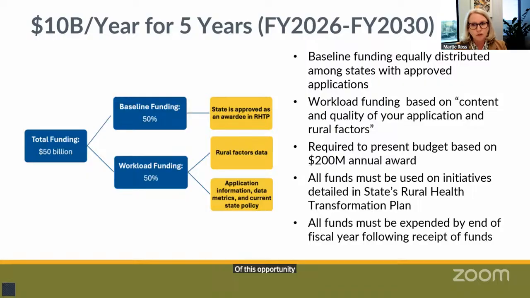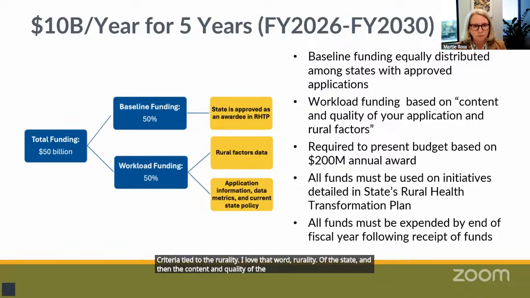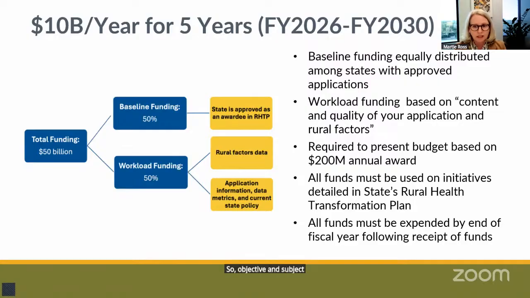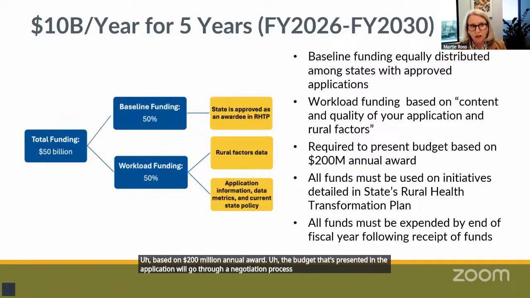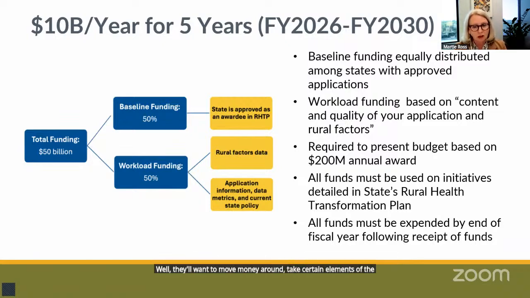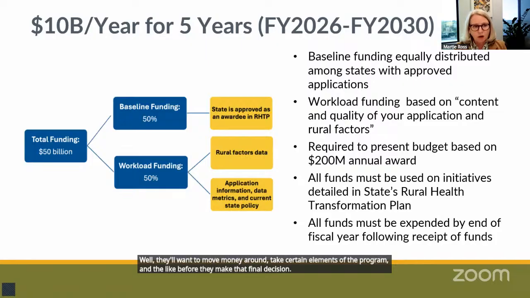And the amount a state receives in the workload funding is tied to two things: certain objective criteria tied to the rurality, I love that word, rurality of the state, and then the content and quality of the state's application. So objective and subjective elements to that. We are required to build a budget based on a $200 million annual award. The budget that's presented in the application will go through a negotiation process before the end of the year with CMS. They'll want to move money around, take out certain elements of the program and the like before they make that final decision on how much they're going to approve.